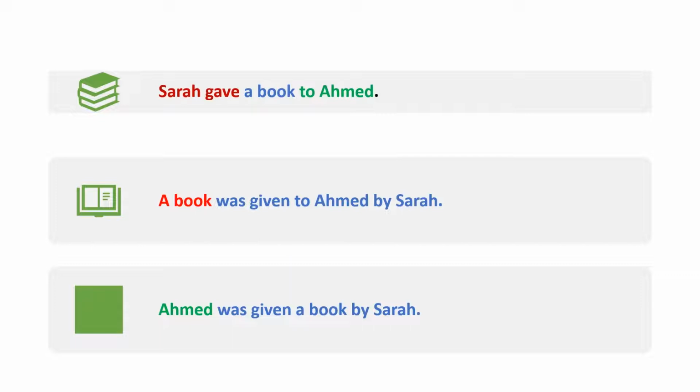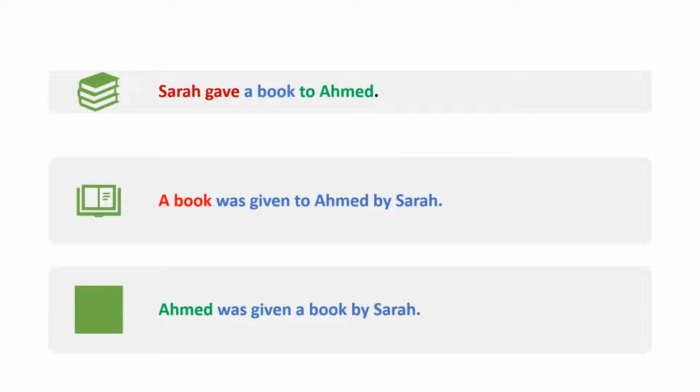So we need to have two sentences in the passive voice here. We can have just one if we like, but we just need to know that we can have two passive voice sentences. The first one we start with a book, and the second one we start with Ahmed. So look, a book was given. Why did we say was? Because we have gave in the first sentence. Sarah gave, it's simple past. We have verb to be in the simple past. Given to Ahmed by Sarah. A book was given to Ahmed by Sarah. Ahmed was given a book by Sarah.